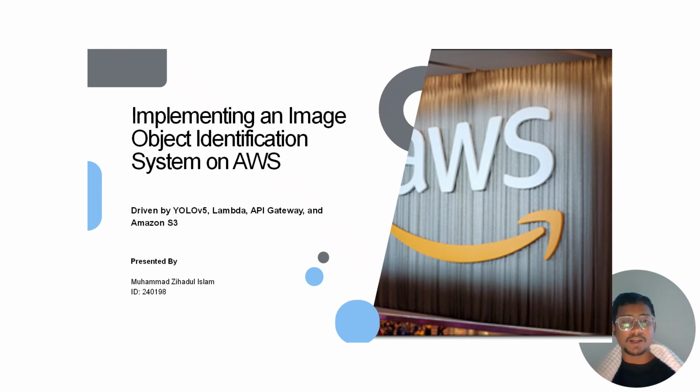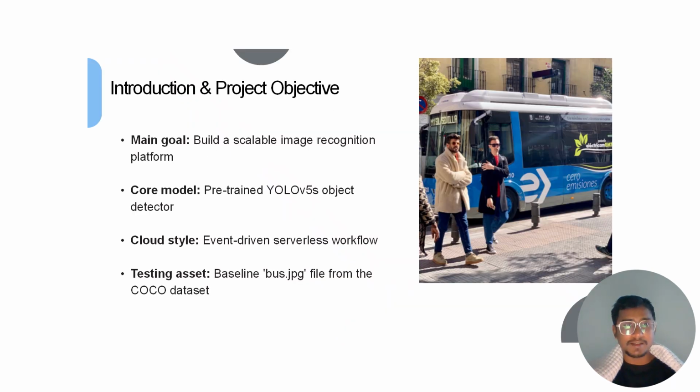I am from ICT 5205, implementing an image object identification system on AWS. Now I'm going to show my project for building an intelligent image object identification system in the cloud. In this project, I combine a powerful deep learning model called YOLOv5 with serverless cloud systems on AWS. I will explain how I designed the system, how the parts talk to each other, and the final result of my test. And the second slide is the introduction and project objectives.